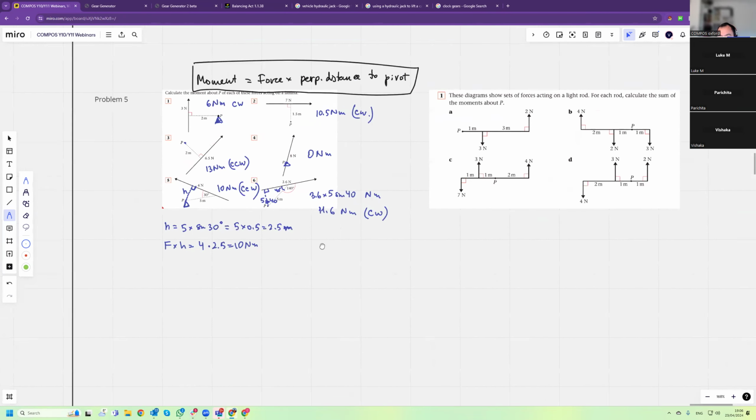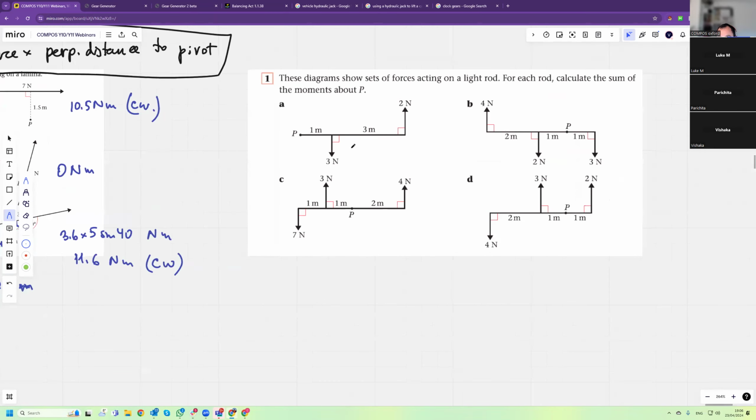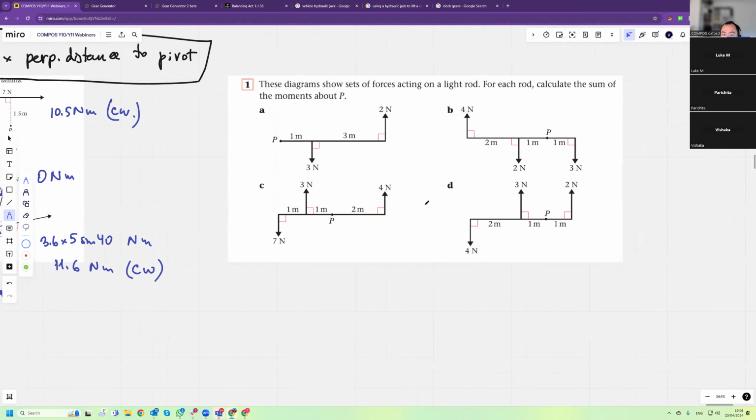Right. Here we need to find the total moment around point P. So there's a pivot at P, and we're pushing. So this force is pushing clockwise, and this force is pushing anti-clockwise. We need to find the total moment around point P. So there's a force pushing anti-clockwise and a force pushing clockwise.